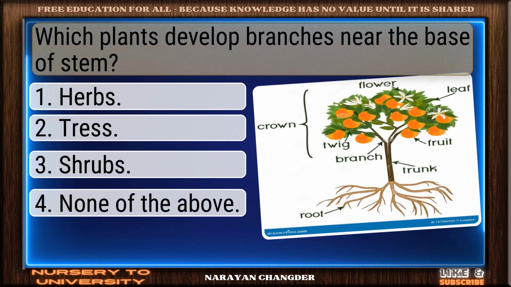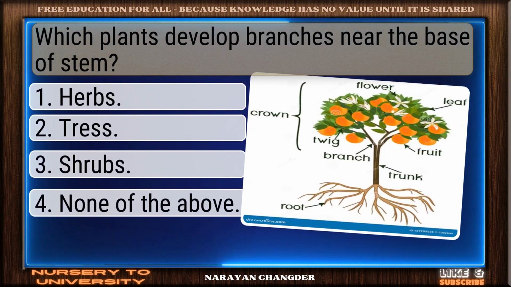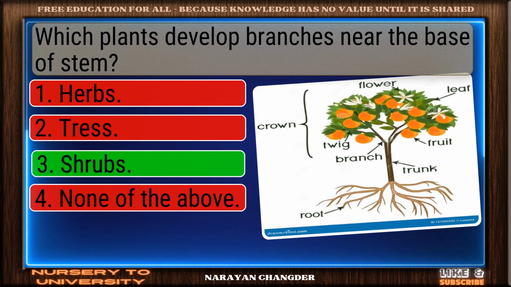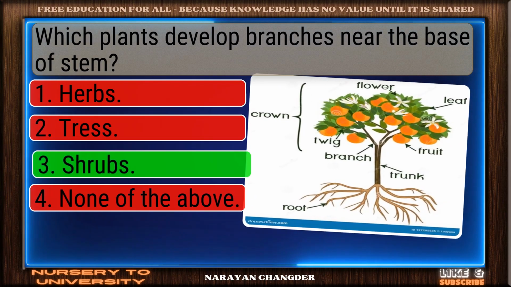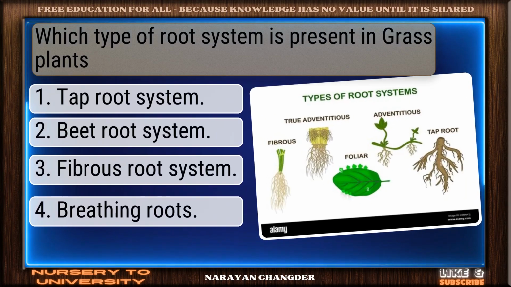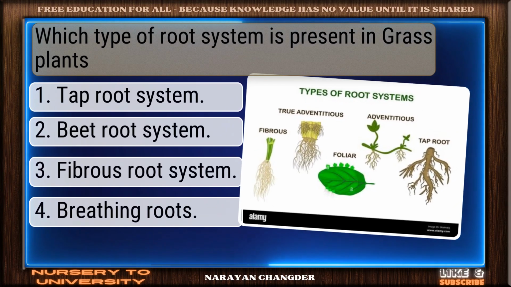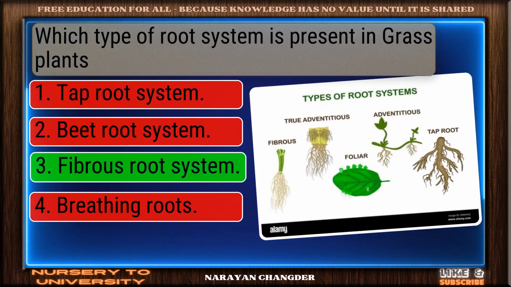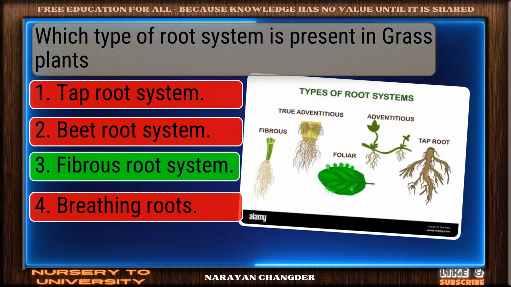Which plants develop branches near the base of stem? Excellent. Shrubs is a brilliant choice. Which type of root system is present in grass plants? Well done. Fibrous root system is the right choice.